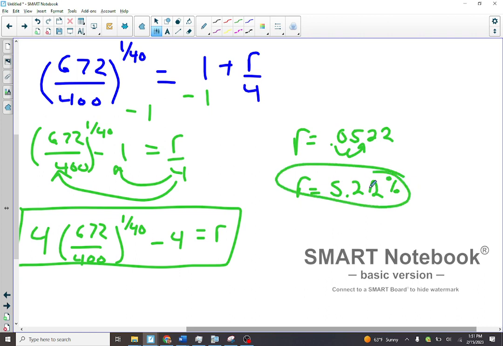Wait, the 4 distributes to the negative 1 as well? It brings to the negative 1 as well. Yeah. You distribute because you're multiplying everything by 4. All right. Hope this helps.